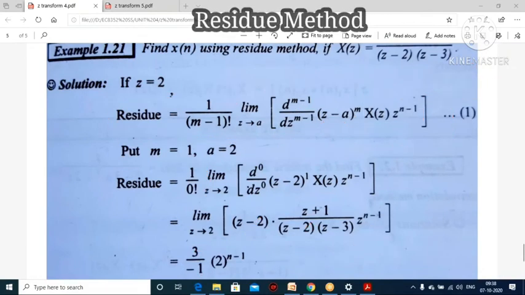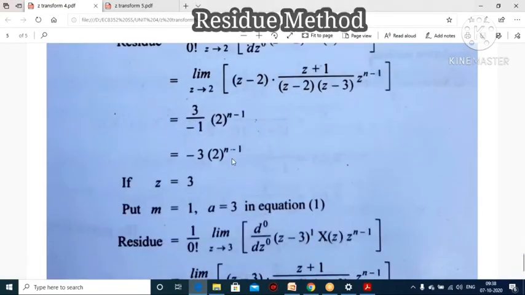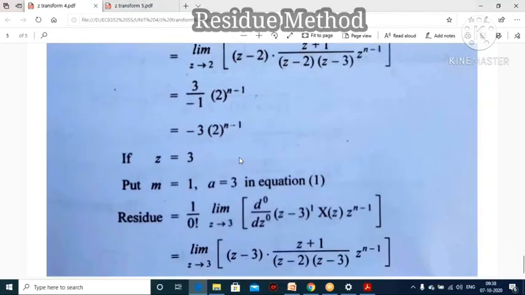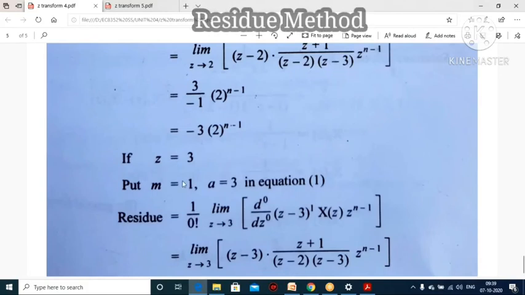Let us check the answer here. Yeah, keep it as it is: minus 3, 2 to the power of n minus 1. So in a similar way, calculate for the second pole. The second pole is z equal to 3. Here the order is 1, a equal to 3. Substitute this condition in equation number 1.